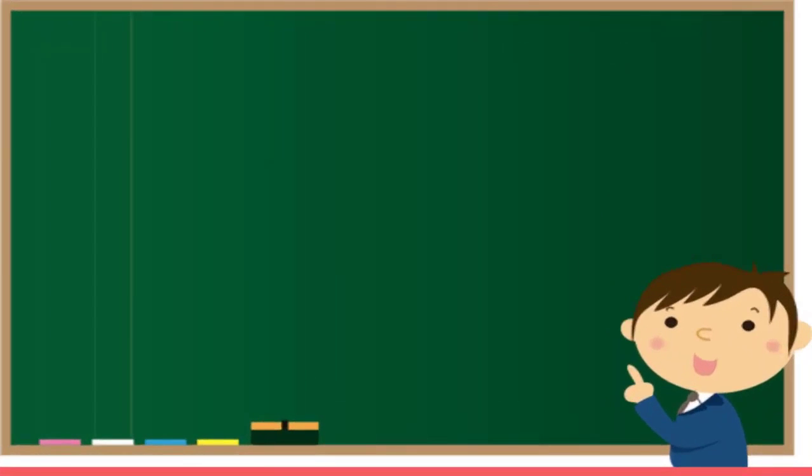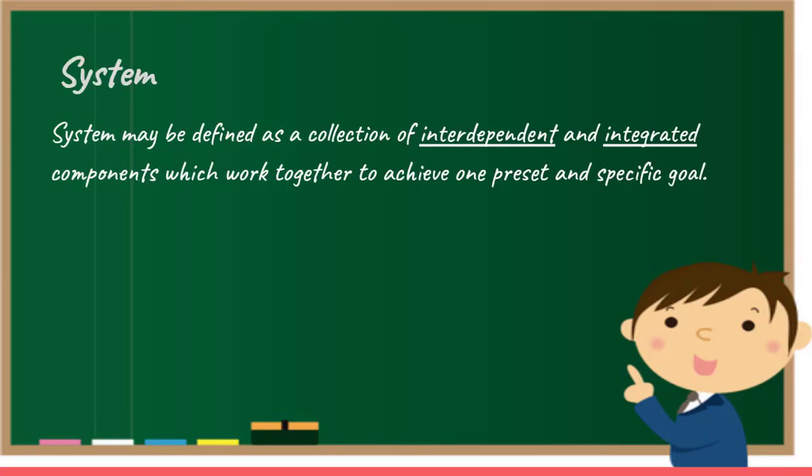Now we will look at how computer is a system. So system may be defined as collection of interdependent and integrated components which work together to achieve one preset and specific goal, where interdependent means the components depend on each other for working smoothly, and integrated means components must behave and act in a way that is expected. Here's some systems that you probably have encountered with.